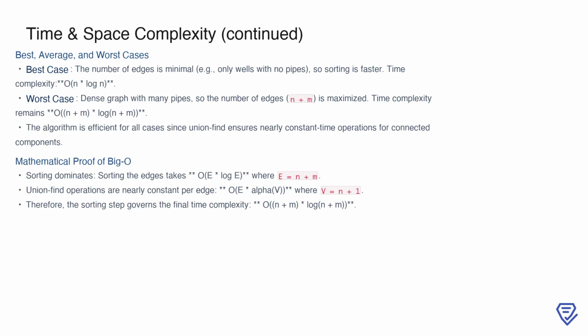Union find operations, nearly constant per edge, contribute O(E * alpha(V)), where V equals n plus 1. Therefore, the overall time complexity is determined by the sorting phase, O((n + m) * log(n + m)).